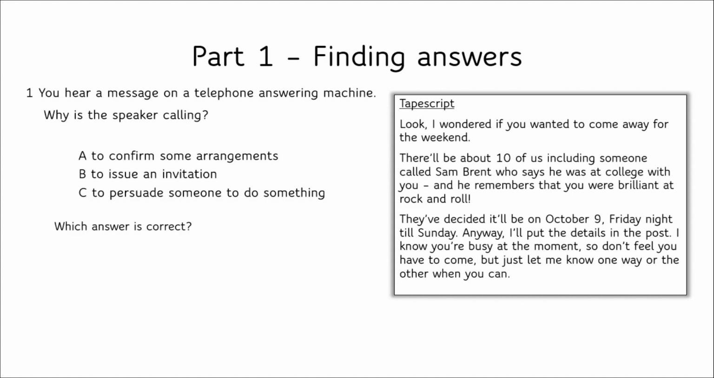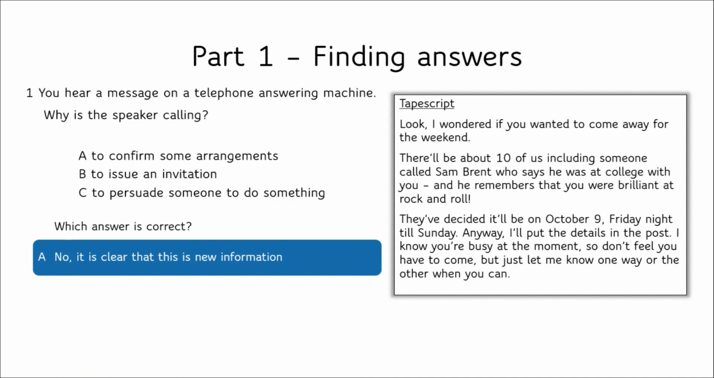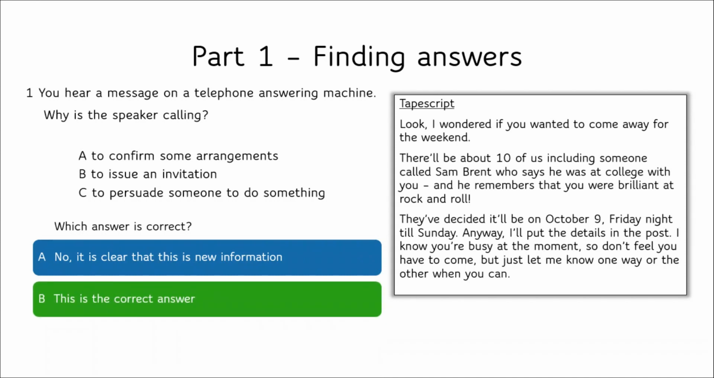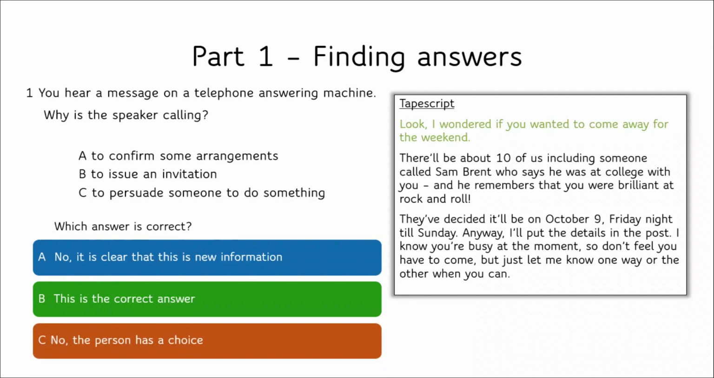So which of these answers is correct? If we look at the tape script, it's clear that the person is talking about new information, so A is not correct. This is the correct answer, and we can see this from the first line of the tape script. The person is making an invitation, so B is our correct answer here. And then C, they are not trying to persuade them to do anything. In the last part of this extract, you can see that the person has a choice.